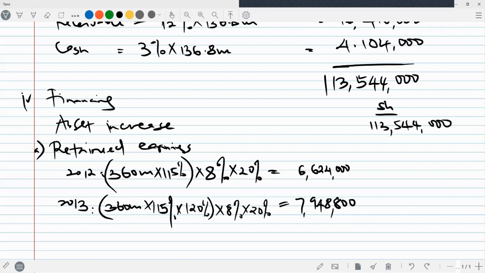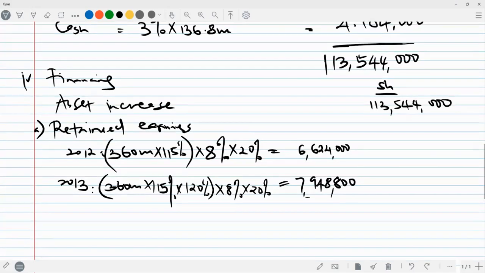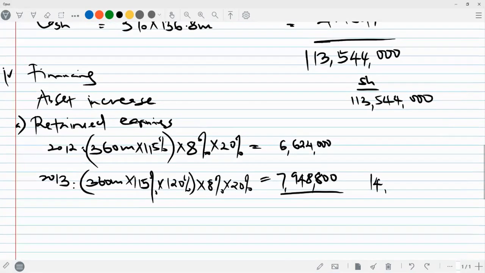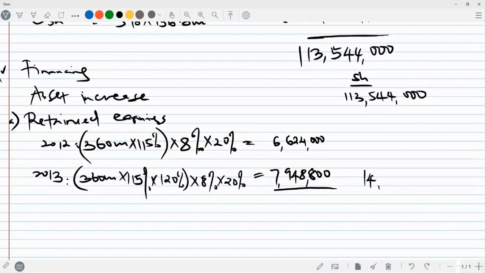Great. Therefore, the sum total of those two retained earnings for those years, how much? 14.5728 million. The company will use this money to finance the asset increase. Therefore, after subtracting the financing you just obtained, we need to check whether the current liabilities will also be financing the company.